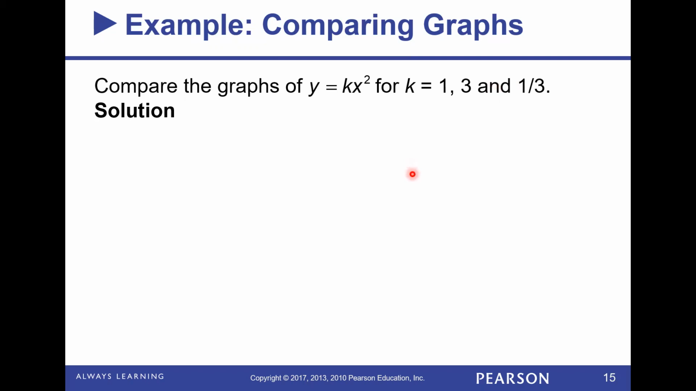Okay, let's compare the following graph. Let's look at y equals k times x squared, and let's graph it with 3 different k values. Let's put in k equals 1, 3, and 1/3.